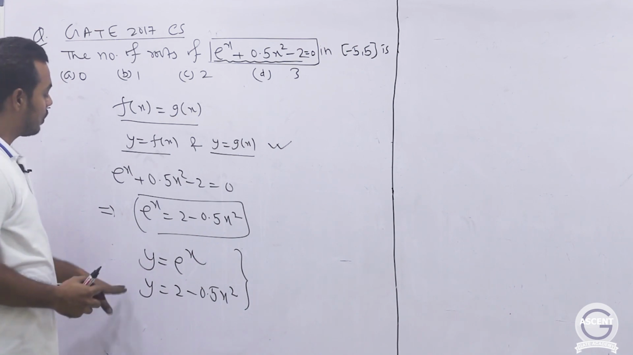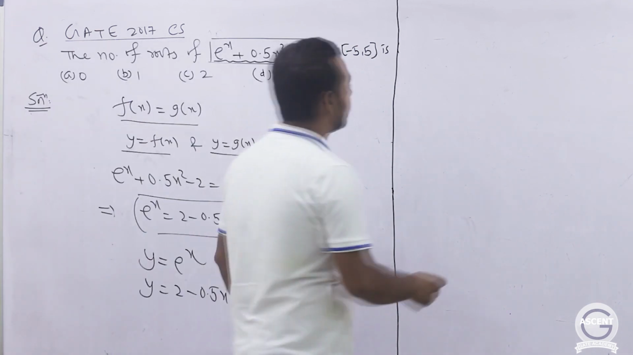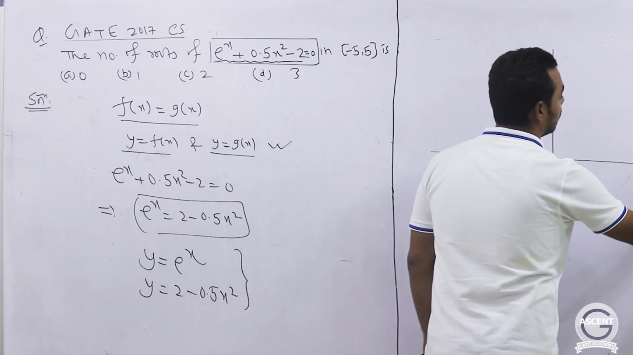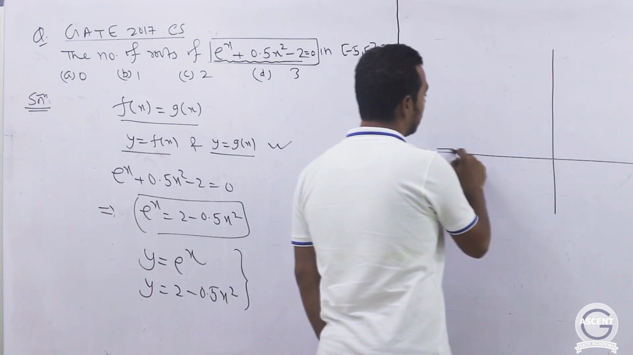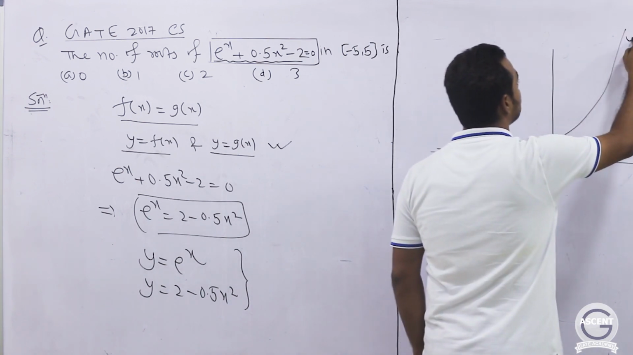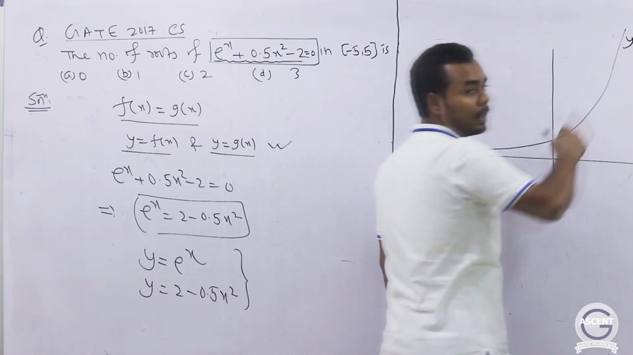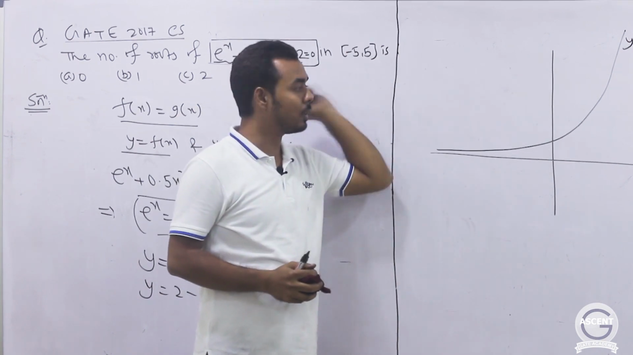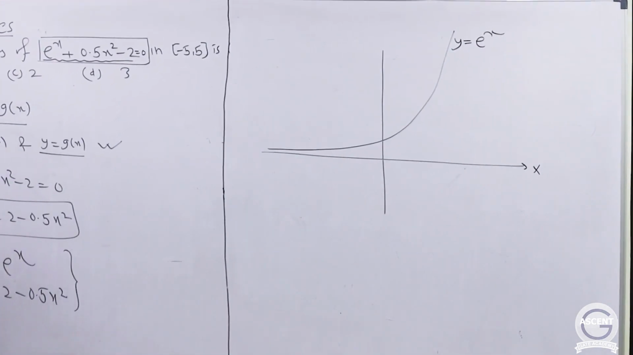Okay, so first we are going to draw the graph of the function y equals e to the power x. So this will be the graph of our function y equals e to the power x, right? Next we have to draw the graph of this.